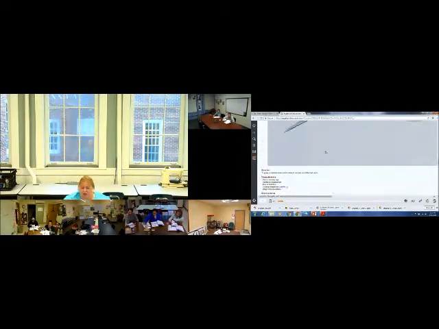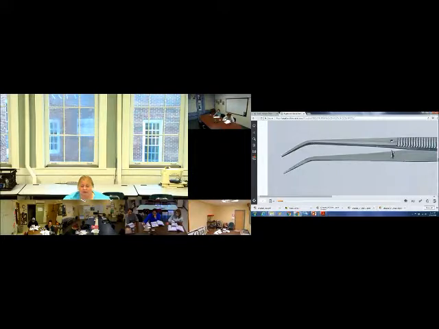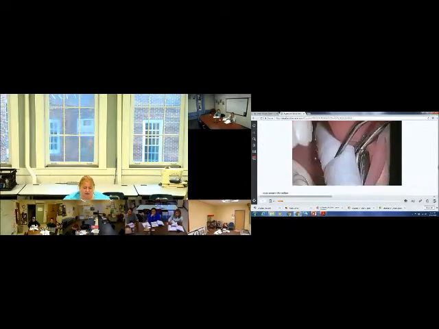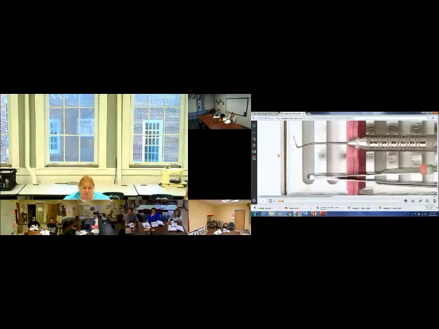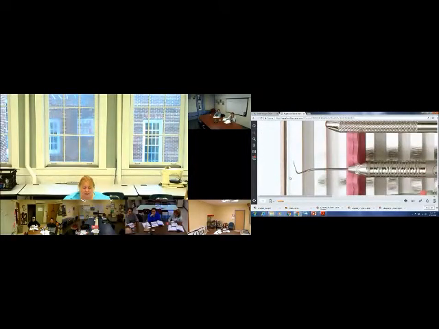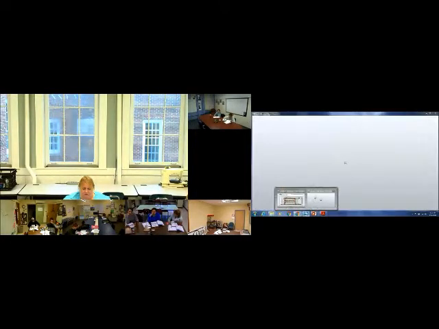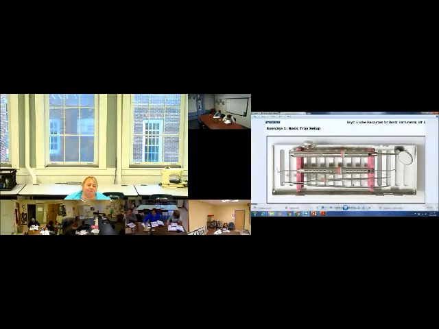And some of them lock and some of them don't. So this is a non-locking plier. If it were a locking plier, it would have an extra hinge here to keep the tips together while you're not holding it. So these three instruments together, hold on a second, are our basic instruments. And so this is a basic setup.